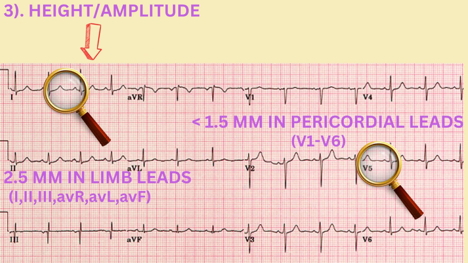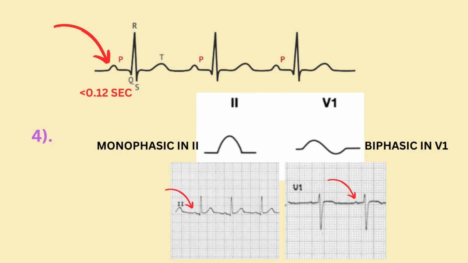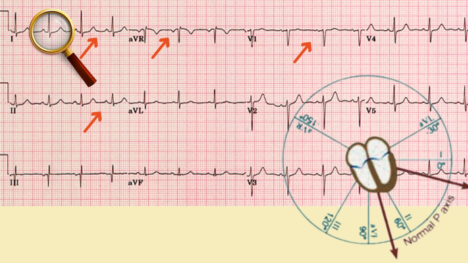Now the amplitude or height of the P wave is less than 2.5 mm in limb leads, and less than 1.5 mm in precordial leads. It is monophasic in lead 2, and biphasic in V1. It is upright in 1 and 2 and inverted in AVR. Normal axis of the P wave is 0 to 75 degrees.